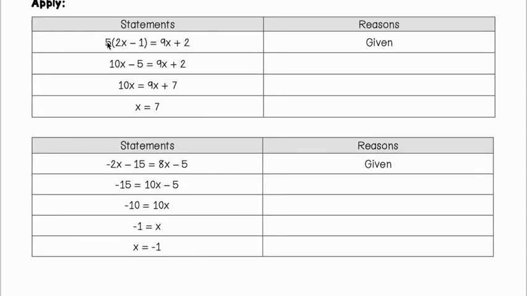So if I look at what happened to go from line 1 to line 2, the only thing I can see that happened is that I took this 5 and distributed it to the two terms. So the way that I got line 2 was by the distributive property, and that would be my reason for line 2.